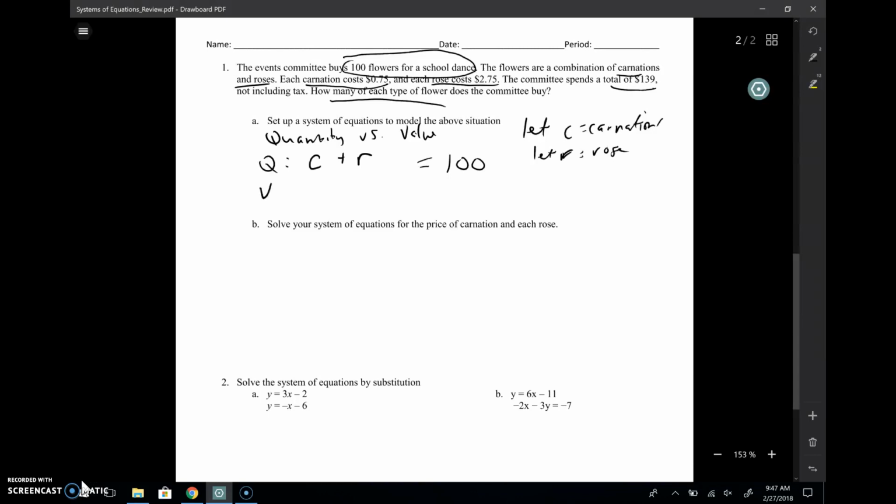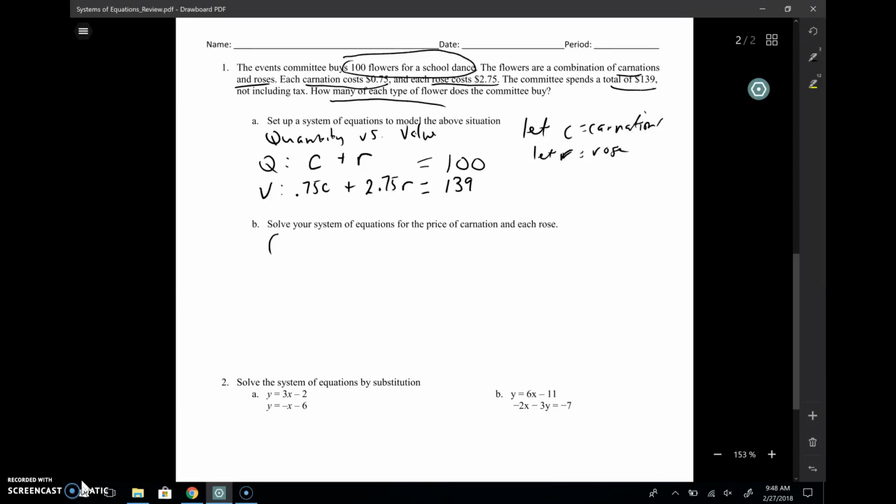Let's talk about my value. Now we actually go in and assign a value of the cost of each of the quantities. So each carnation is 75 cents. 0.75C plus 2.75R is equal to, instead of writing 100, because that 100 is actually what makes up the total amount of flowers bought, it's going to be the $139. And there's my system right there.